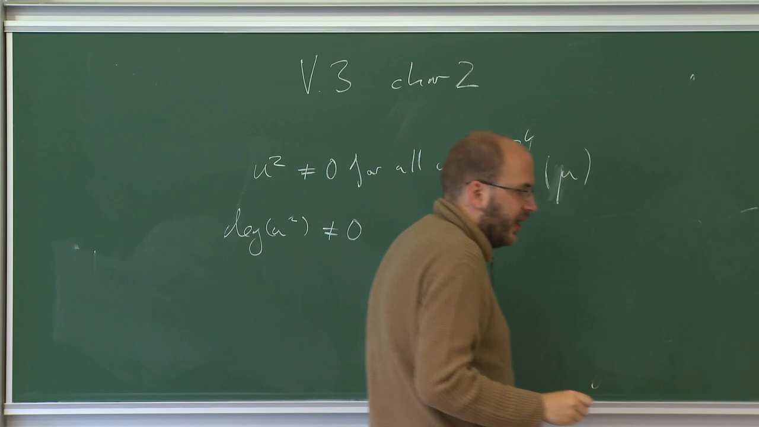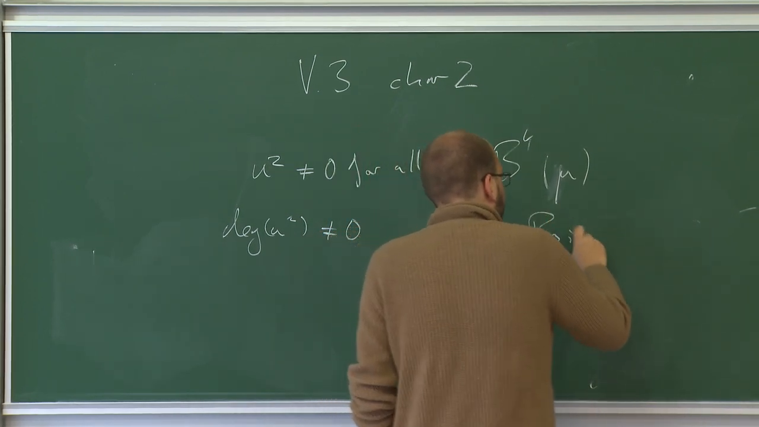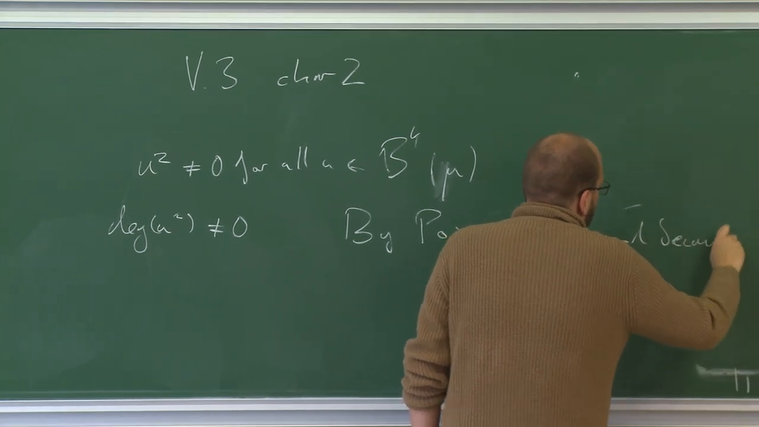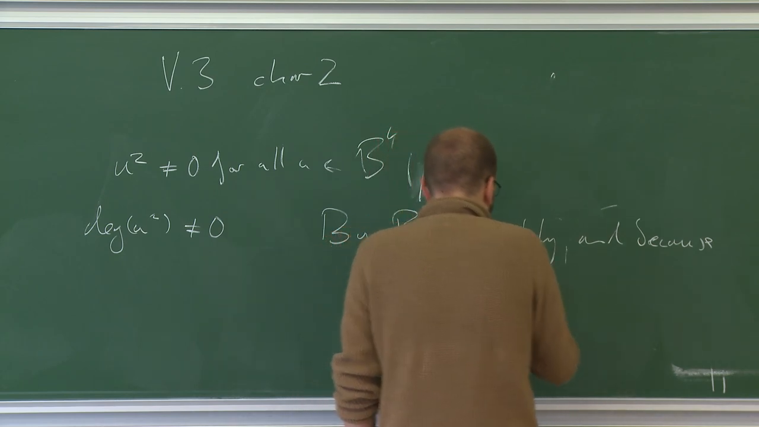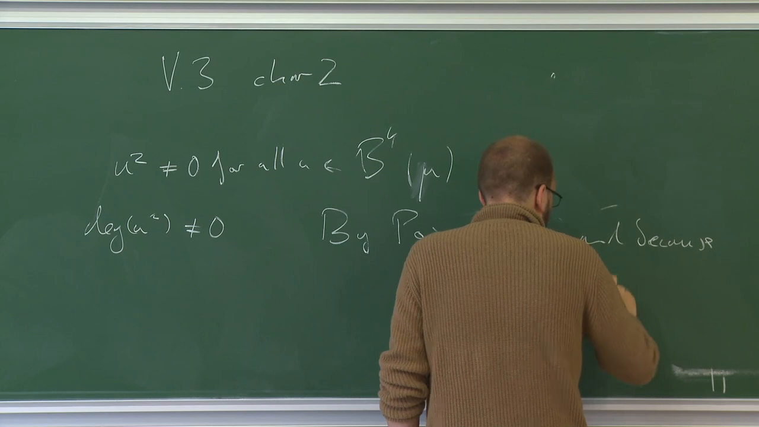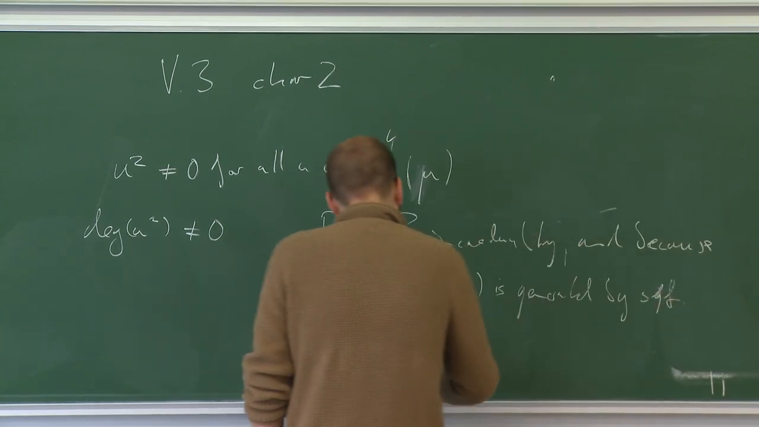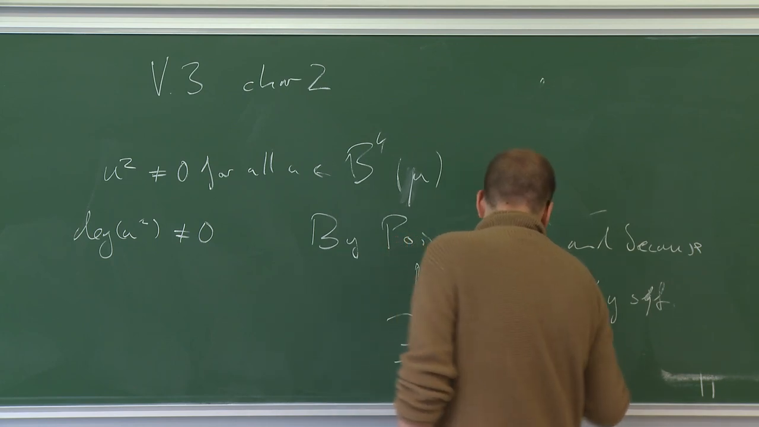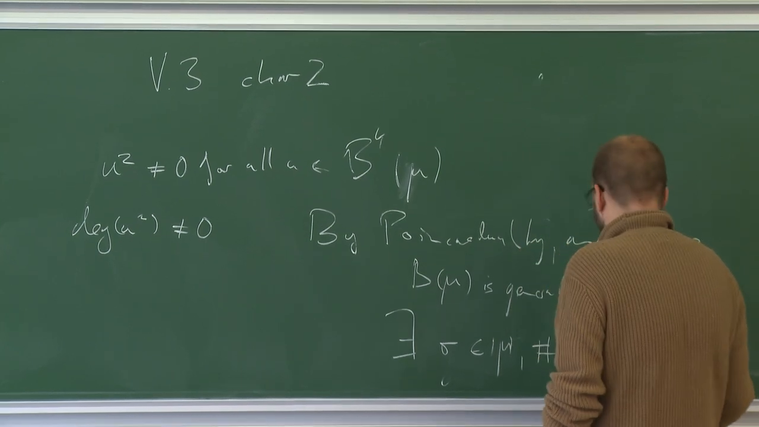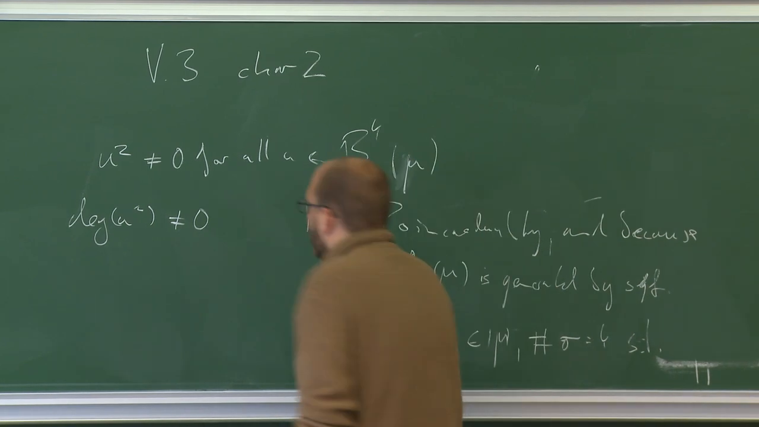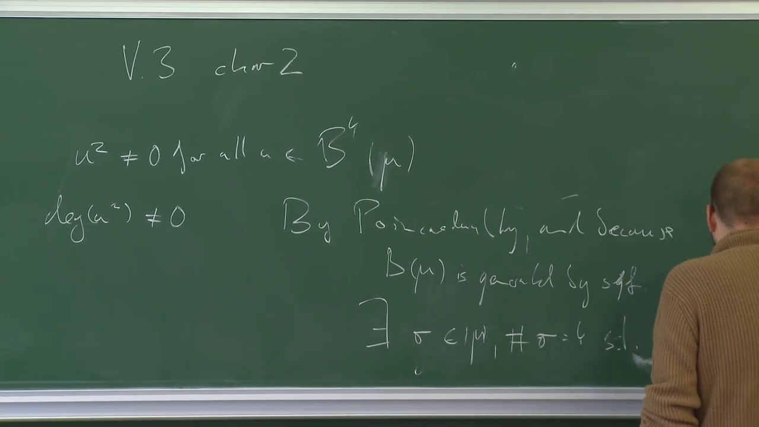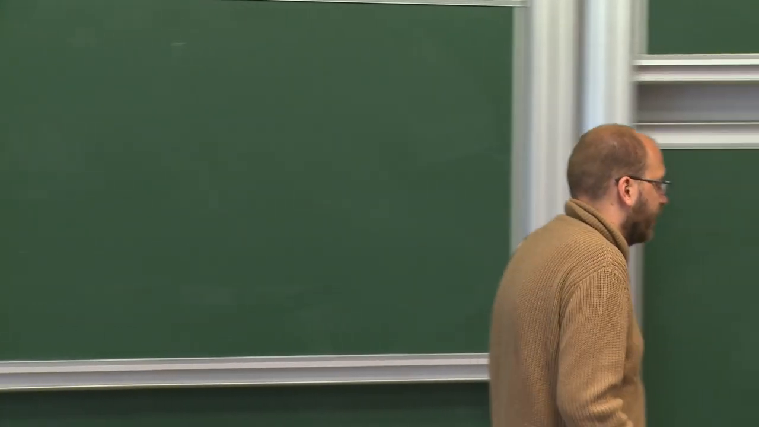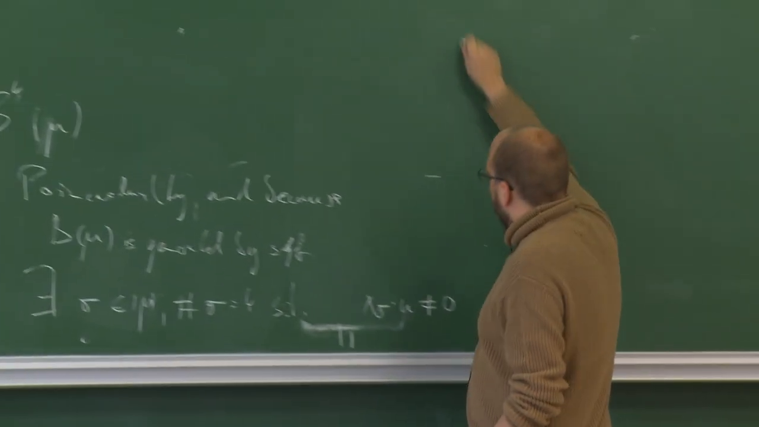By Poincaré duality, and because B mu is generated by square free monomials, there exists a sigma of cardinality k such that degree of sigma times u is not equal to 0. That's just Poincaré duality, nothing fancy. Okay.